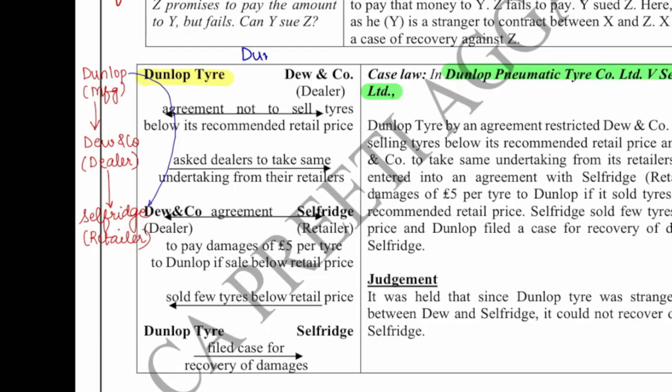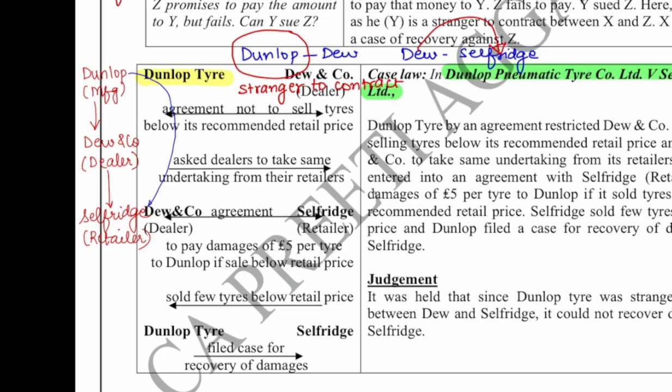There is a contract between Dunlop and Dew. There is a contract between Dew and Selfridge. Yes, so there is a contract between Dunlop and Dew, and Dew and Selfridge. If Selfridge has sold a few tires at below the recommended retail price, Dew can sue Selfridge. Dunlop cannot sue Selfridge because Dunlop is a stranger to the contract, and a stranger to the contract cannot sue.